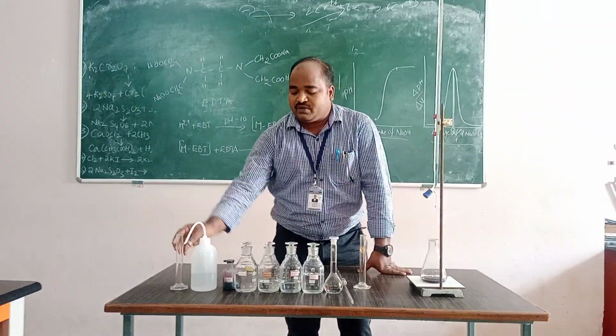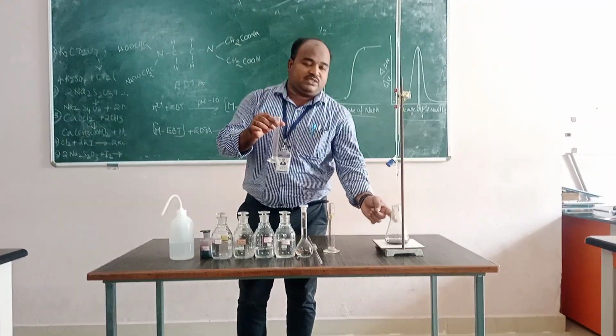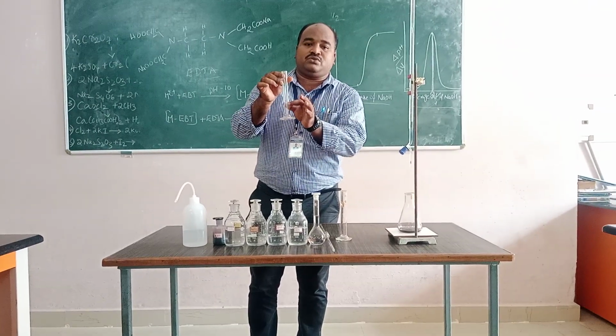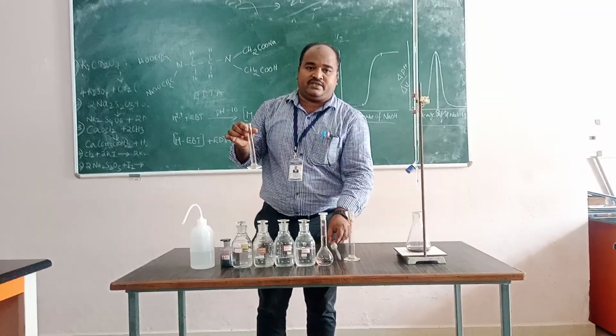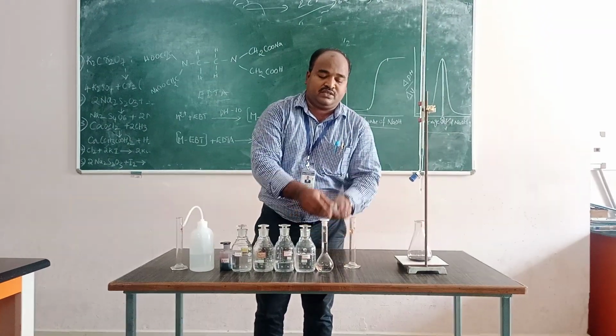So this is a squeezing water bottle. You must use a measuring cylinder to pour the buffer solution into this conical flask. Do not use a pipette, okay, do not use a pipette. For zinc only, you need to pipette out with the pipette.